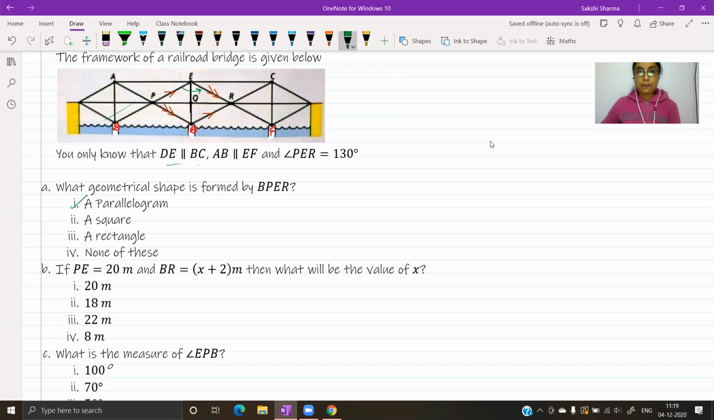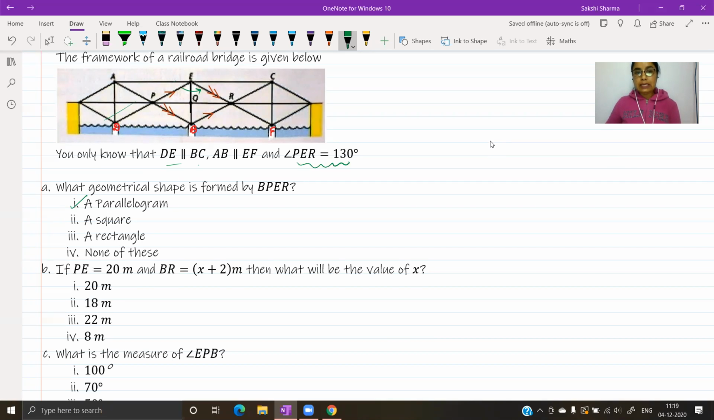Parallelogram. A parallelogram, because the pair of opposite sides is parallel. It could be a square or a rectangle if angles were 90 degrees, which they are not. Angles are not 90 degrees, so we don't get the shape to be a square or a rectangle.